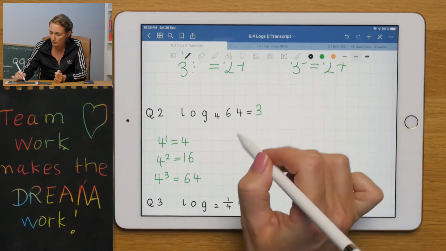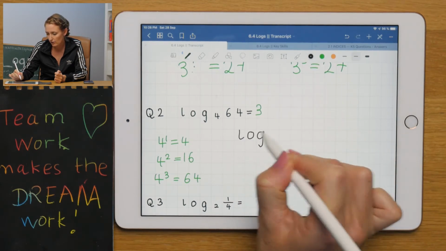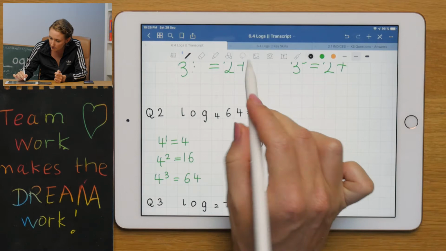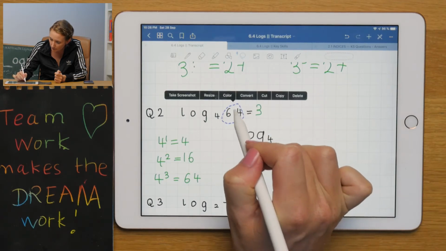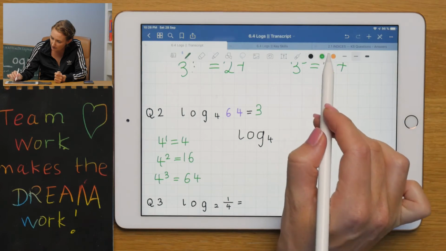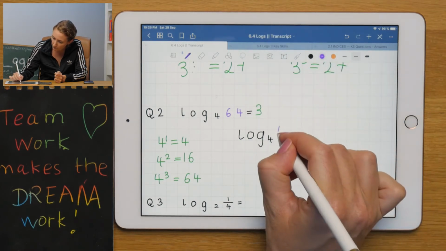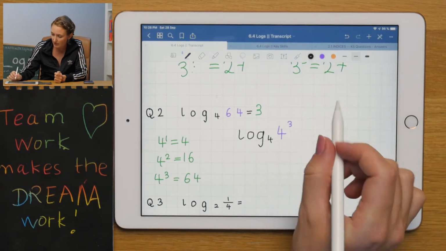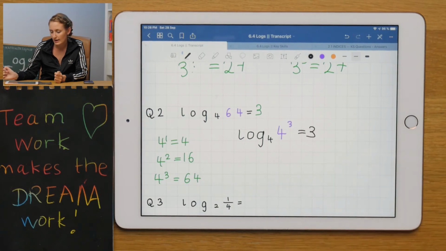It's sometimes also useful to rewrite this part here of the logarithm. So if I write this as 4 to the power 3, I can see that the answer to this logarithm is going to be 3.